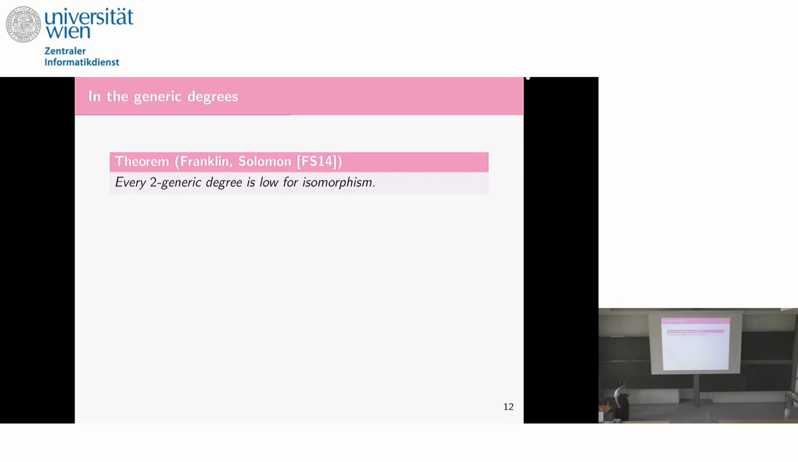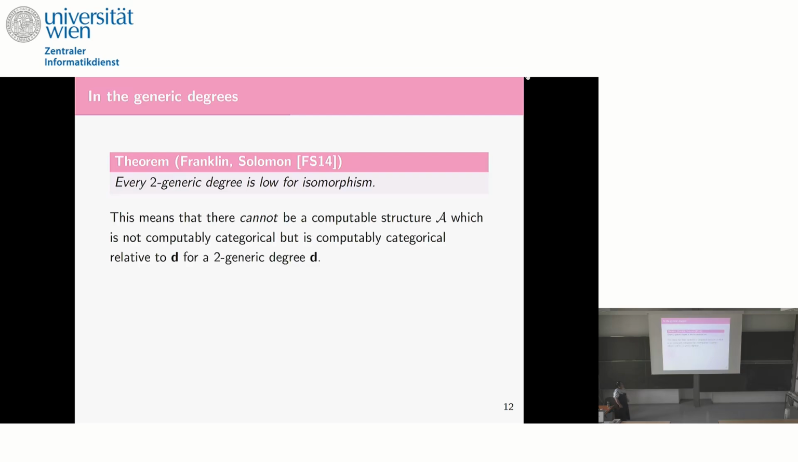So what that means is every 2 generic degree doesn't tell you anything new about the isomorphism class of computable structures. So what does that mean for the story? Well, this is the first instance where the things that I could do in that construction for the Post-it result just don't work at all.